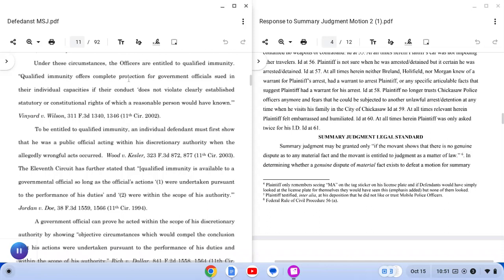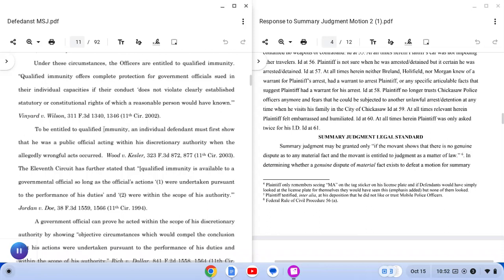Qualified immunity offers complete protection to governmental officials sued in their individual capacities if their conduct does not violate clearly established law. Let me rephrase that. If their conduct does not violate clearly established constitutionally protected rights of which a reasonable person would have known.